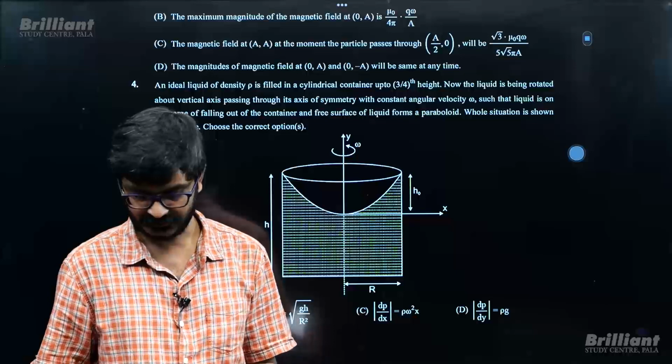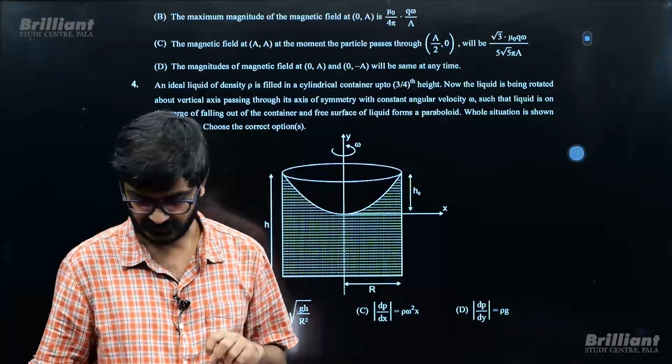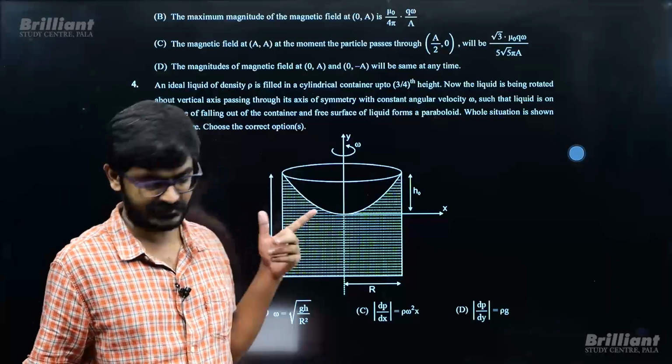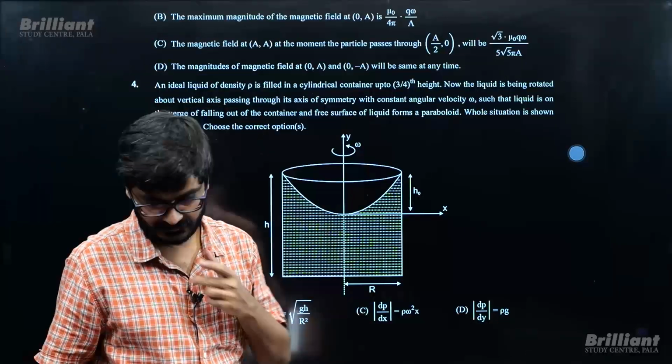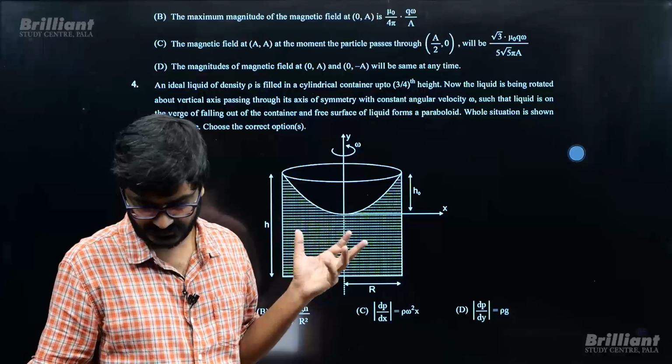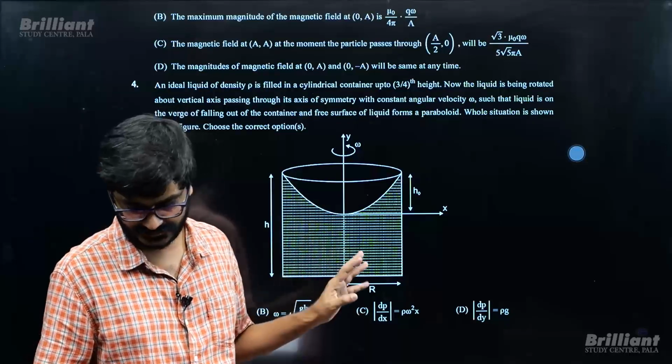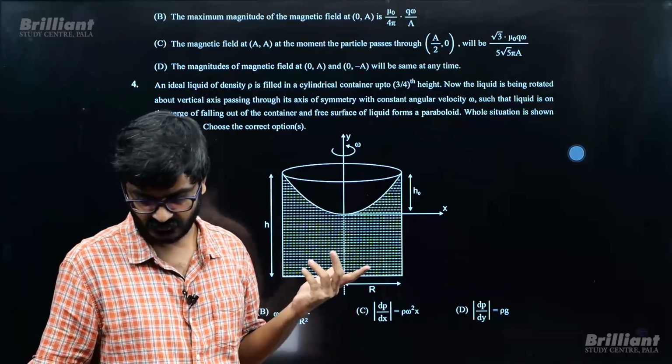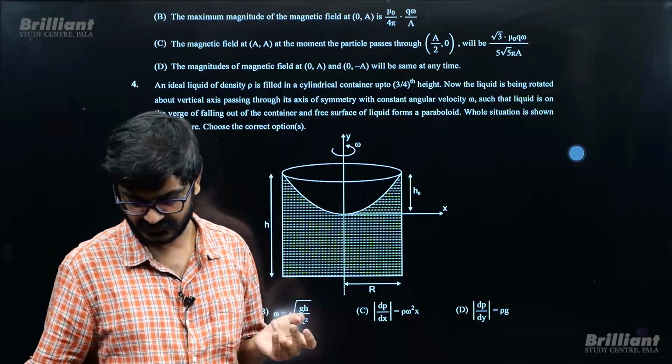The next question: there is a liquid which is filled up to 3 by 4th of the total height. So the total height is h, it is filled to only 3 by 4th, and you are rotating it such that the liquid is just about to fall out. So then the entire liquid is inside only. It is going to form a paraboloid. The whole situation is shown in the figure.